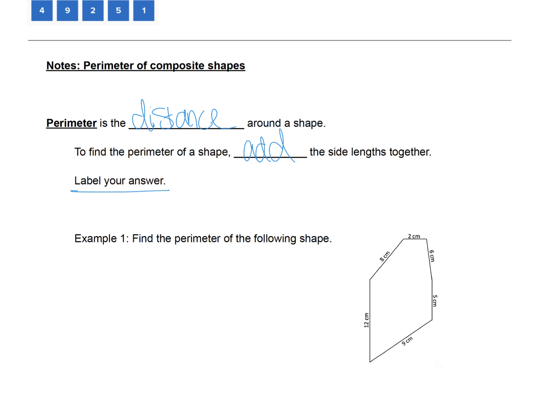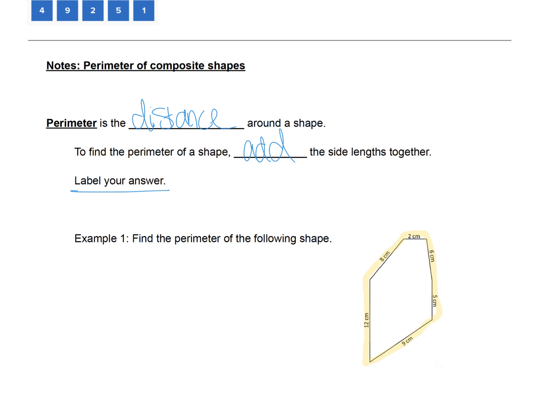All right, let's look at example number 1. So it says to find the perimeter of the following shape. One thing I would suggest you do to start off the problem is grab your highlighter tool and highlight all the outside edges just like this. So this is just a reminder that we are adding all the outside edges together. It helps us see exactly what we know if there's a missing side. That's going to help us figure that out.